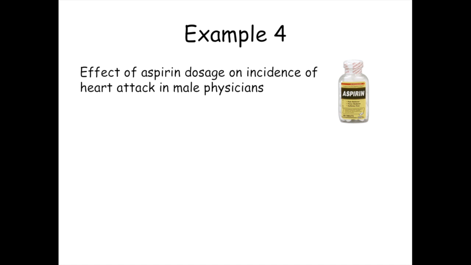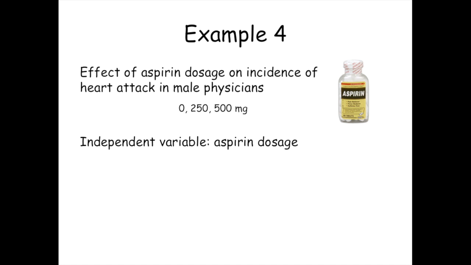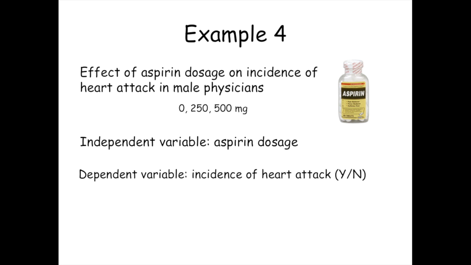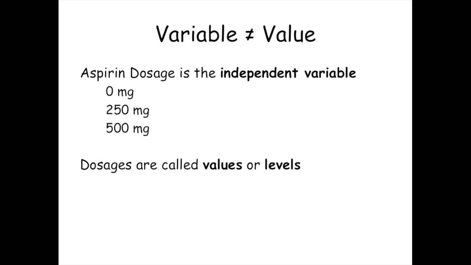One last example. A study was done to see if aspirin had a protective effect on cardiac health. Healthy male physicians were randomly assigned to one of 3 aspirin dosages and monitored for several years. The main outcome of interest was incidence of heart attack. The independent variable is aspirin dose, and the dependent variable is incidence of heart attack. As with the Titanic example, this study has categorical independent and dependent variables. There is only one independent variable, aspirin dosage, which has 3 values or levels.